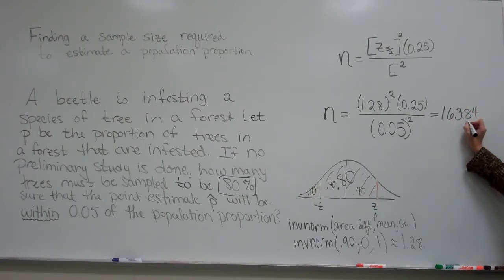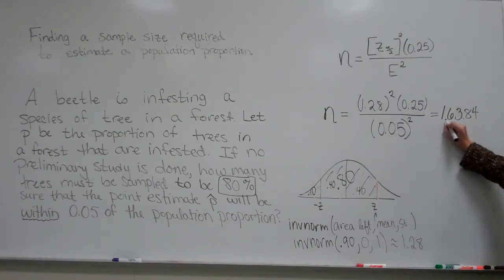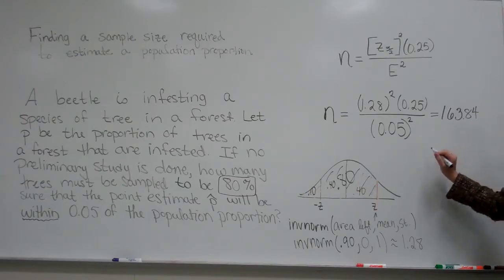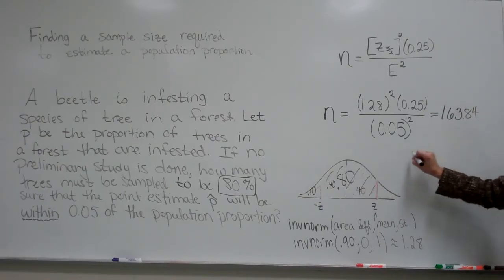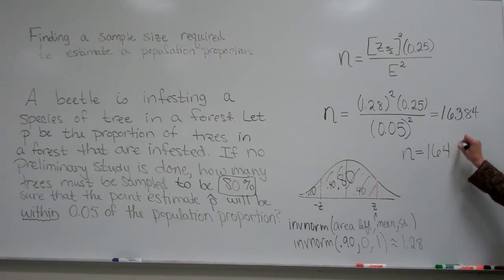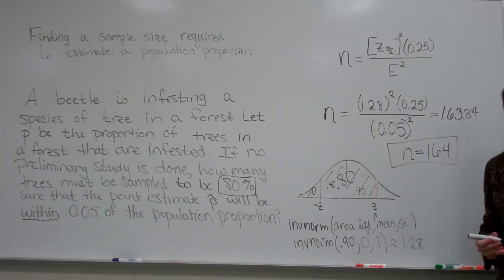Now with sample size, you always want to round up to the next whole number. Even if this would have come out to be a 163.01, I would round up to 164. You always need to go up to the next whole number, because if you round down, you don't have enough in your sample to meet those requirements. So we're going to write our n is equal to 164. And that's how large of a sample I would need to take from the trees to be 80% sure that the point estimate p hat will be within 0.05 of the population proportion p.